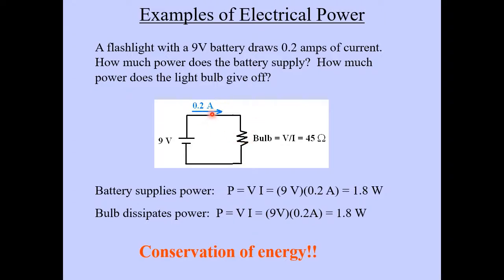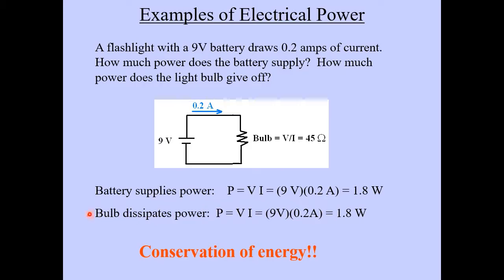So we're told that the current is 0.2 amps, and if we want to, we could figure out the resistance here using Ohm's law. Remember, R is equal to V over I, so 9 divided by 0.2 is 45 ohms. We actually won't need that, but notice we could figure that out for this light bulb. But let's talk about the power now. The battery, its job is to supply power to the circuit. How much power does it supply? V times I. Remember, P equals VI. So we have 9 volts times 0.2 amps is 1.8 watts of power.